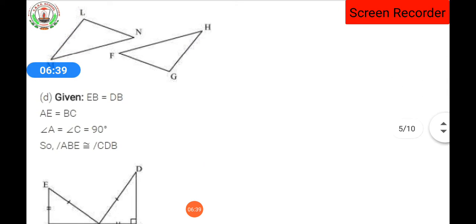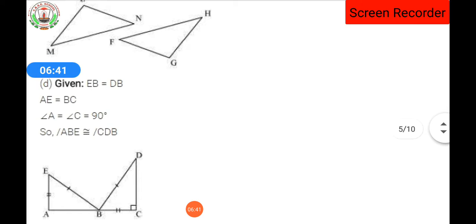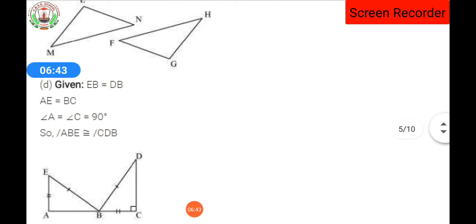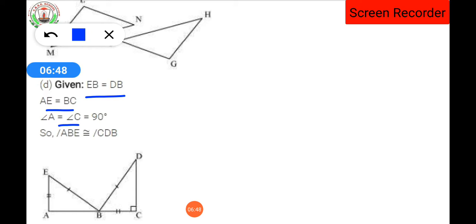Clear? In the D part of the question, the sides are already given. These conditions are already given. By looking at the conditions, you have to state the criteria. So here EB will be equal to DE. Then AE will be equal to BC.